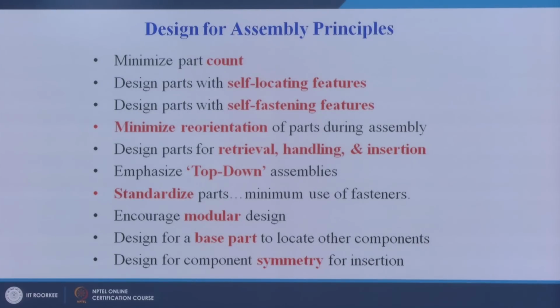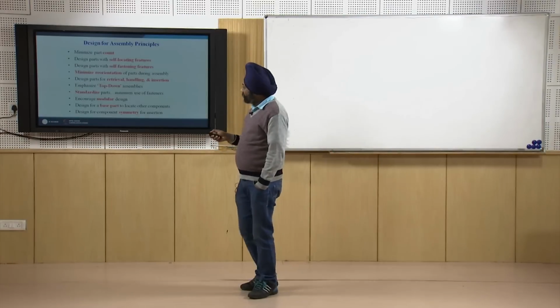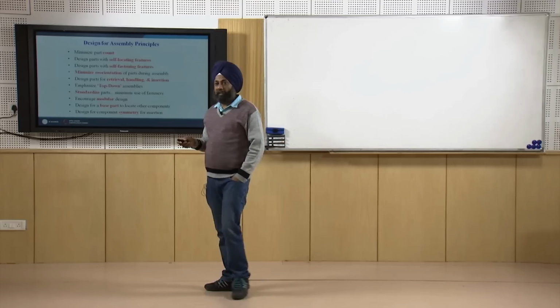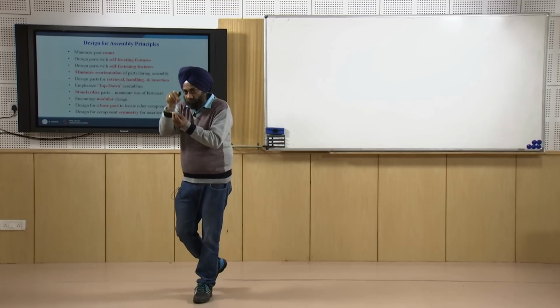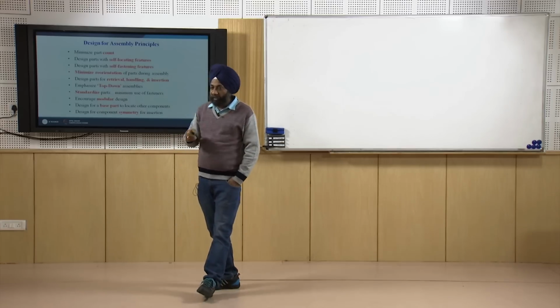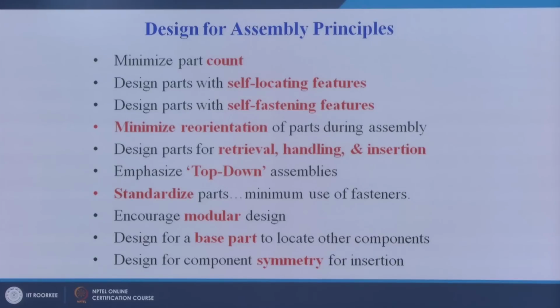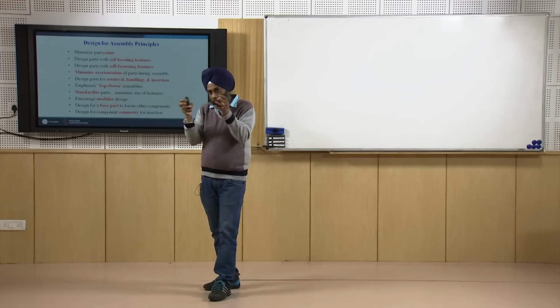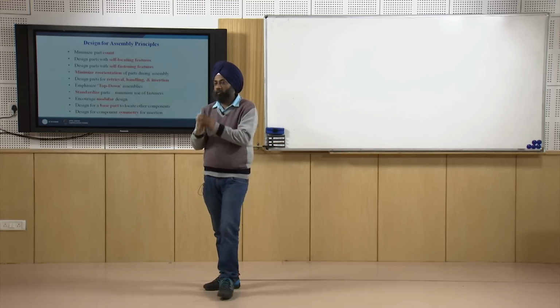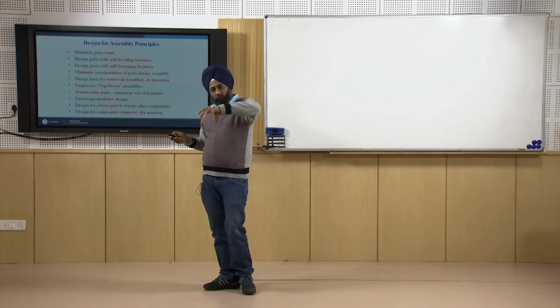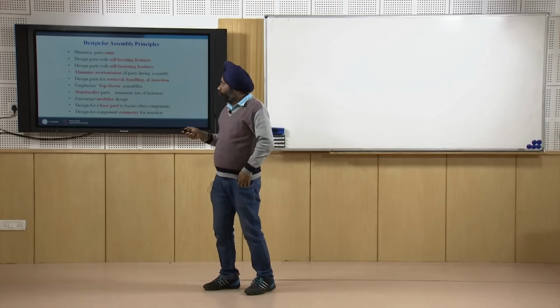Minimize the part count, that is, the number of parts can be less or tried to be minimized. Design parts with self-locating features. Self-locating means there should be some feature which will help it to be located at its desired position. Design parts with self-fastening features. So if you club the two things together, it should stick to each other. Self-fastening should be there. Minimize reorientation of parts during the assembly. So once you orient it, they should not get reoriented during the assembly process.